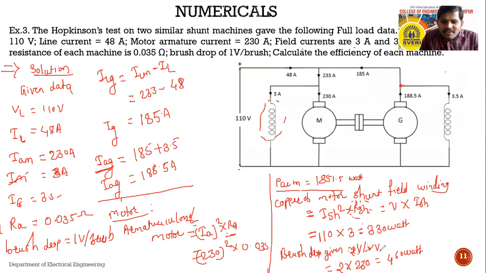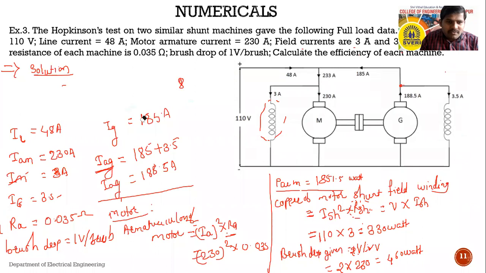Okay. See, you have calculated the copper losses in case of the motor. All the copper losses of the motor are calculated. In that, the armature copper loss, the shunt field winding copper loss, also brush drop is given, so the brush losses have already been calculated. So total losses of the motor. Can I rub this given data? Yes. Okay, I will rub all this. I hope you have all written this.